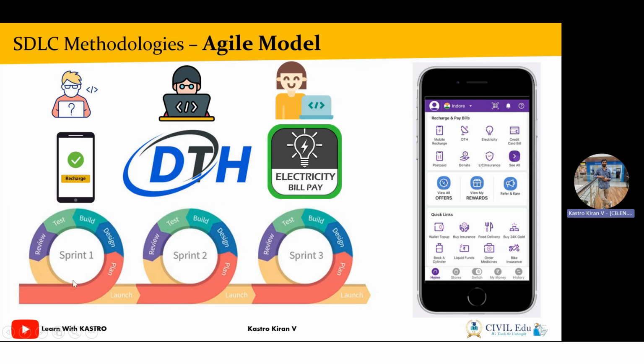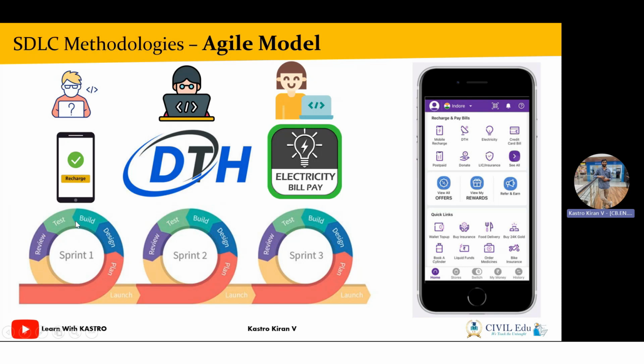Now, is the client able to see the output of his application? Yes, maybe not the complete application, but at least a part of the application is seen by the client at the end of each sprint. Now, let's say you have completed sprint 1 and launched your recharge based page. If the client doesn't feel satisfied, what should you do? The client will give negative feedback. Assume that the client gave negative feedback.